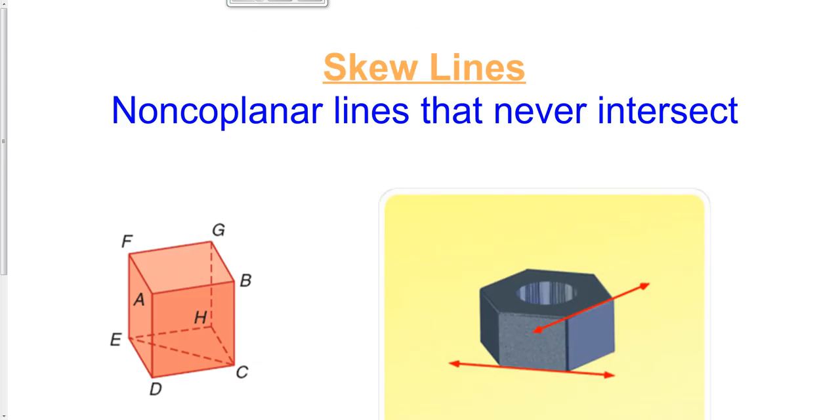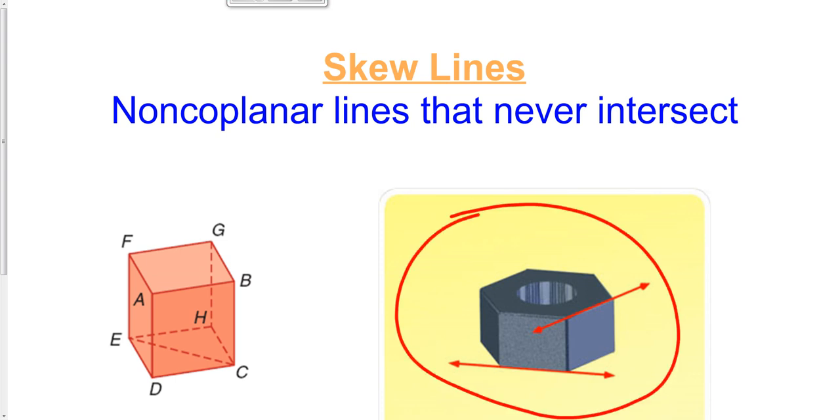Skew lines then are non-coplanar lines that never intersect. So you can kind of see on this hex nut right here, this blue line and this blue line, they never touch, but we wouldn't call them parallel because they're on different planes. They'll never touch because one goes above the other. Maybe they're a half of an inch apart or whatever the case might be. One goes over the top of the other, but it doesn't intersect it. It stays above it. So they're skew lines because they're not on the same plane.